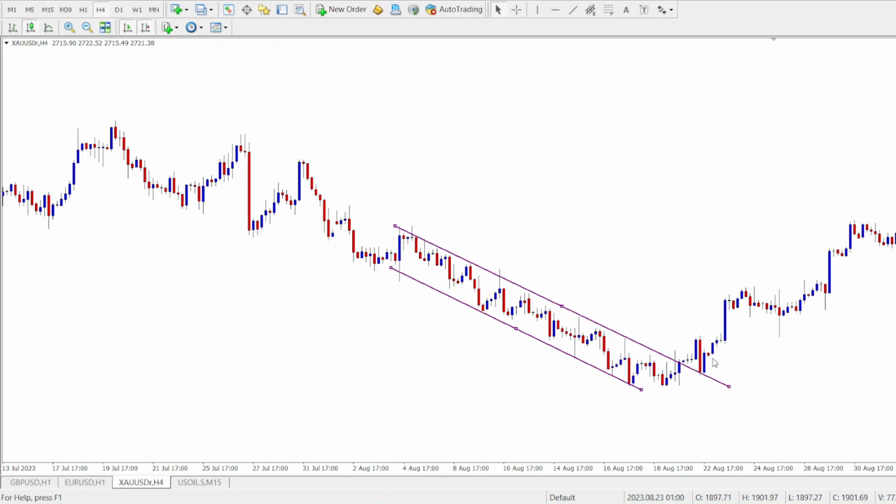So when you want to trade a breakout, after the breakout happens, wait for a retest, like what happened here. Then you can enter your buy after a bullish candle forms. Stop loss can be just below the breakout. Then take profits can be at the nearest resistance zone.